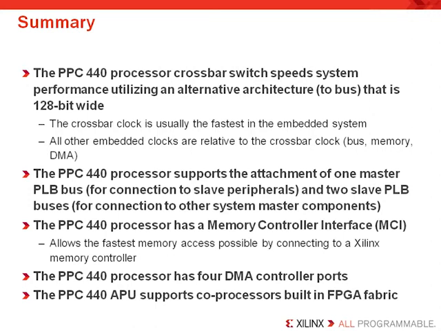The PowerPC 440 processor supports the attachment of one master PLB bus for connection to slave peripherals and two slave PLB buses for connection to other system master components. The 440 processor has a memory controller interface or MCI port, and this allows the fastest memory access possible by connecting to a Xilinx memory controller. The 440 processor has 4 DMA or direct memory access controller ports. It also has an APU which supports coprocessors being built in FPGA fabric.